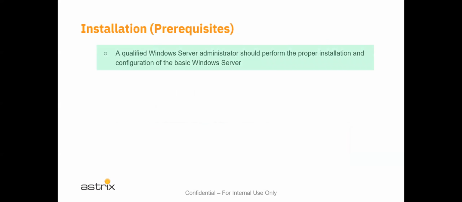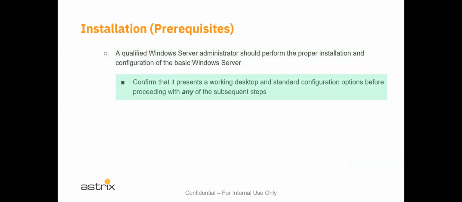And I mentioned previously that a Windows Server administrator should probably perform the proper installation and configuration of the basic Windows Server OS. So we want to confirm that it presents a working desktop in standard configuration before you even start installing STARLIMS. If you run into any problems with the installation of Windows itself, it's only going to cause additional problems downstream when it comes time to install STARLIMS. So can you browse? Can you click? Are the folders being presented properly, etc.?